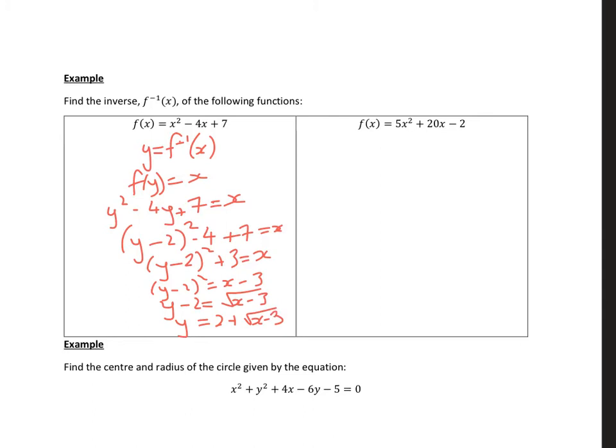I only want add because as a function, if I have plus or minus, it'll then become one to many, and we don't want one to many functions. So my inverse is 2 plus root x minus 3. So can you try and do the one next to it? Factorize out the 5, complete the square, and then just rearrange it. So pause it to try that one yourself.